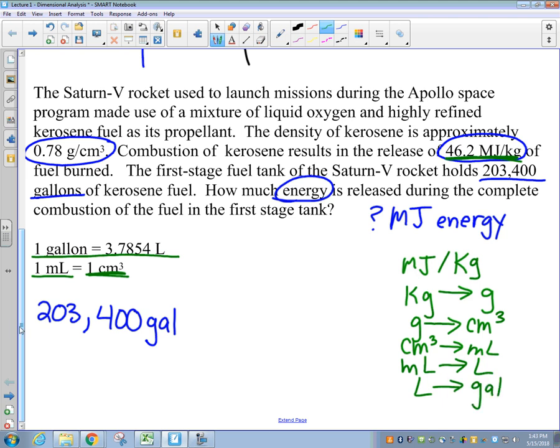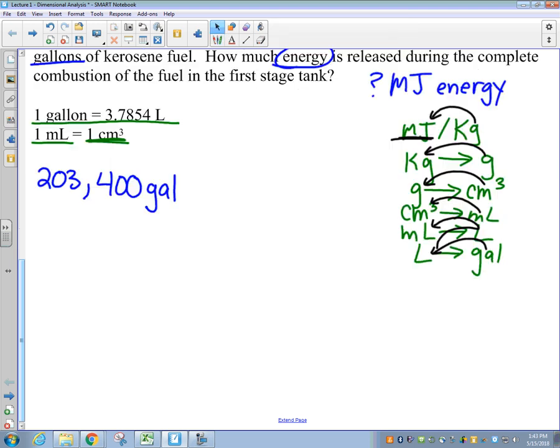So here what we did is we just retraced our steps going backwards. So if we reverse that, what we're going to be doing is essentially starting with gallons and going from gallons to liters, and then from liters to milliliters, from milliliters to centimeters cubed to grams, grams to kilograms, and kilograms to megajoules, where we will eventually get our amount of energy. So let's go ahead and put this all out in a monomer.